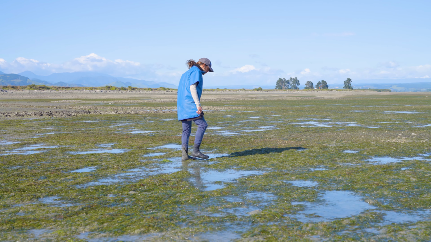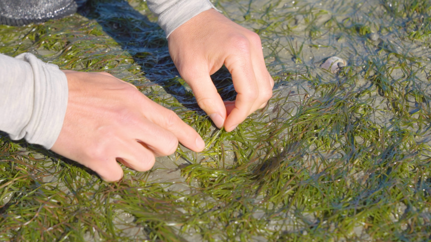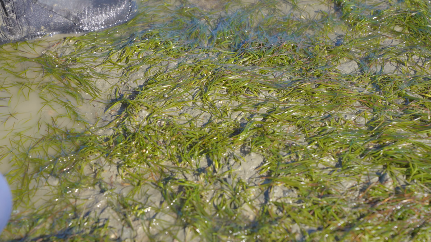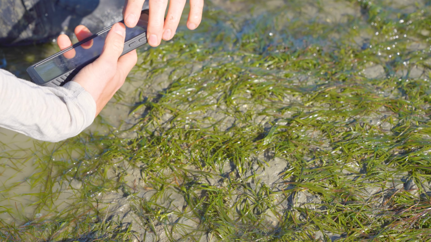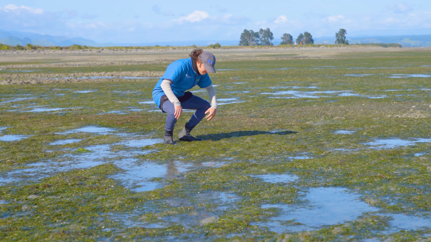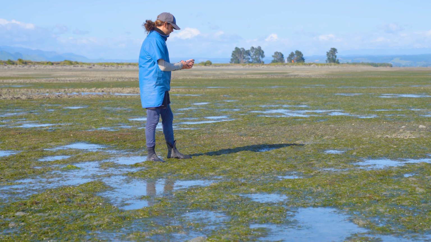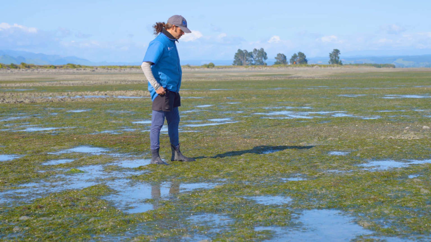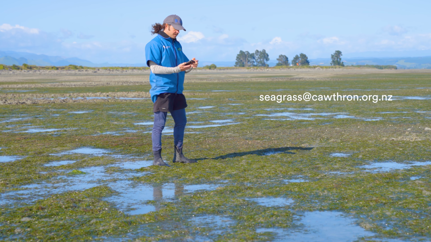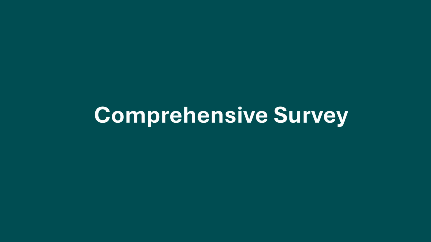First, walk into the seagrass meadow at low tide and search for flowers. They're pretty small, only 1 to 2 centimeters long, so you'll need to crouch down and take a close look. Record whether you see flowers or not. If you do spot them, take 1 to 3 photos that show the flowers clearly. You can also take more general photos of the meadow if you have time. Make sure you also record the location of the meadow, using GPS if you can, or just a clear description, along with the date and time. And that's it. If you're not using the app, you can email your observations and photos directly to seagrass@cawthron.org.nz.